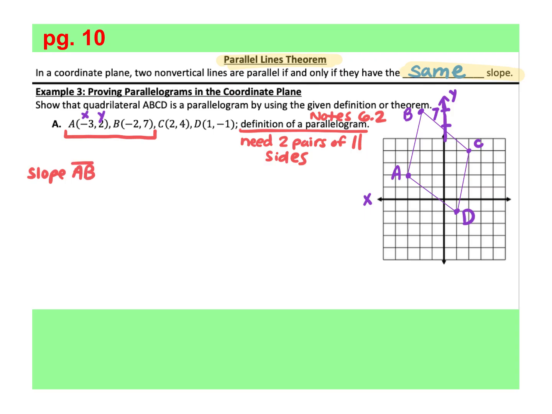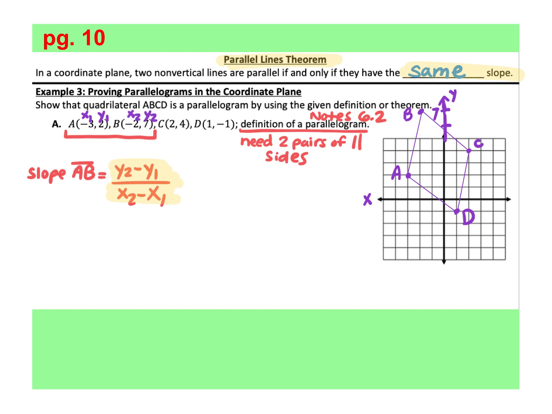Slope of side AB, we can calculate it using our slope formula, which we learned last unit. It's y2 minus y1 over x2 minus x1. So that's going to be a very important formula for you to have whenever you're calculating slope. Change in y over the change in x. Now I also want you to remember that the first point is x1, y1, and the second point is x2, y2.